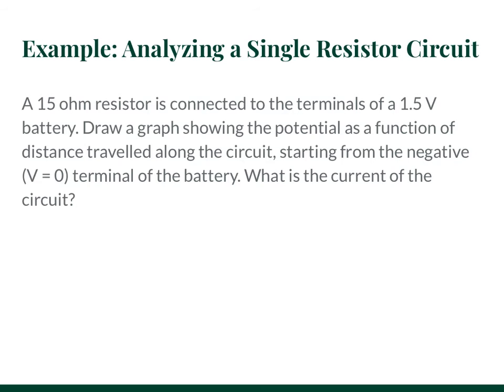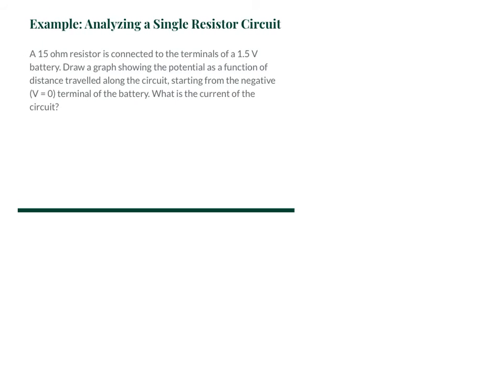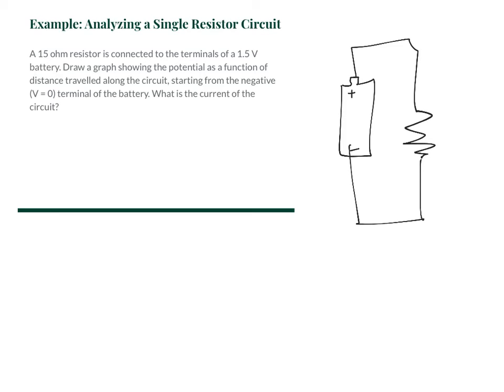All right, real quick, we're just going to look at a single resistor circuit. A couple of things about it. I'm going to draw it over here. We've got a 15 ohm resistor connected to the terminals of a 1.5 volt battery. So this is going to be my battery. There's my positive end. There's my negative end. Circuit goes around, has a resistor. That is the universal circuitry sign for resistor, basically a squiggly line. Goes around to the negative terminal over there.